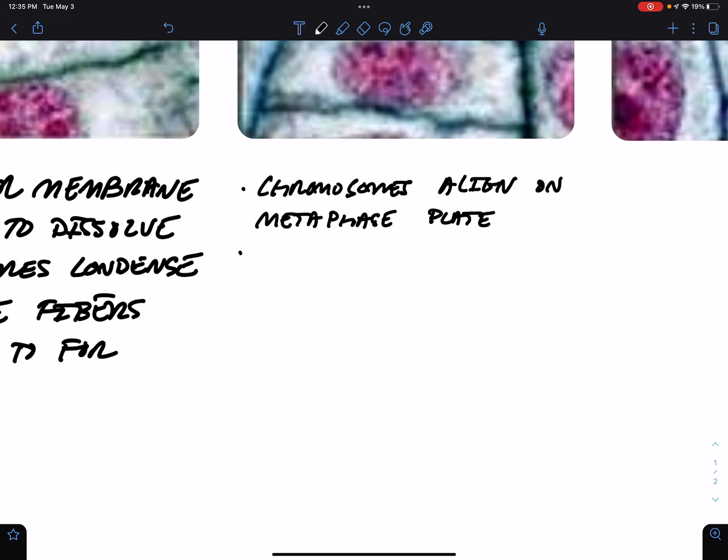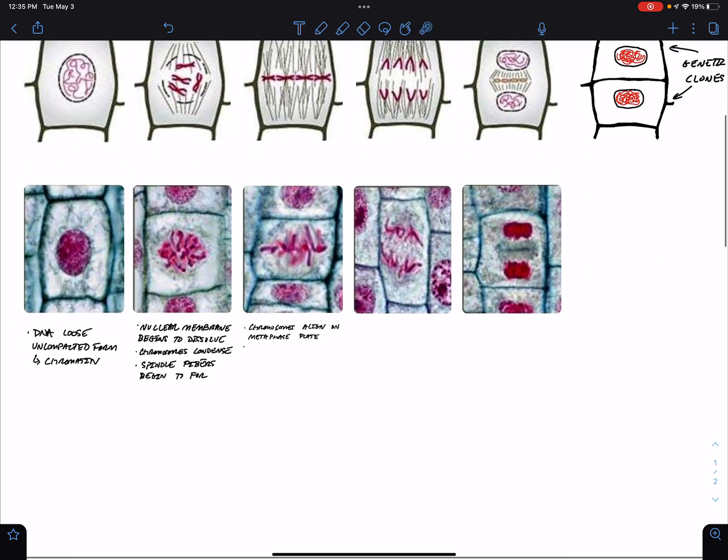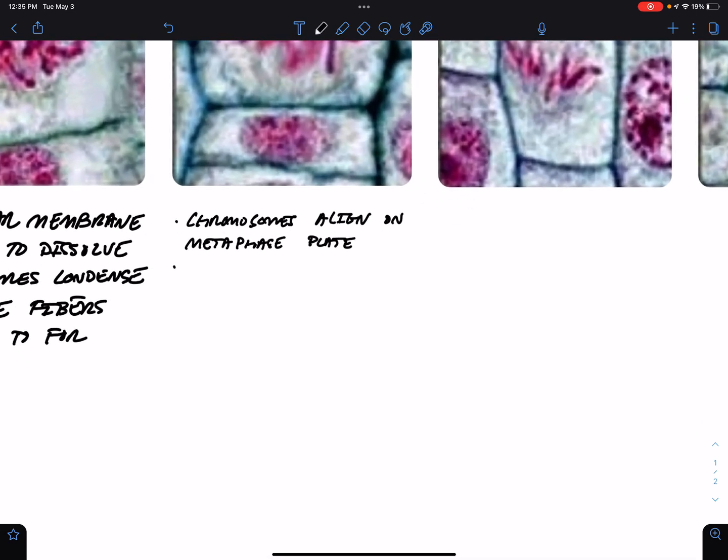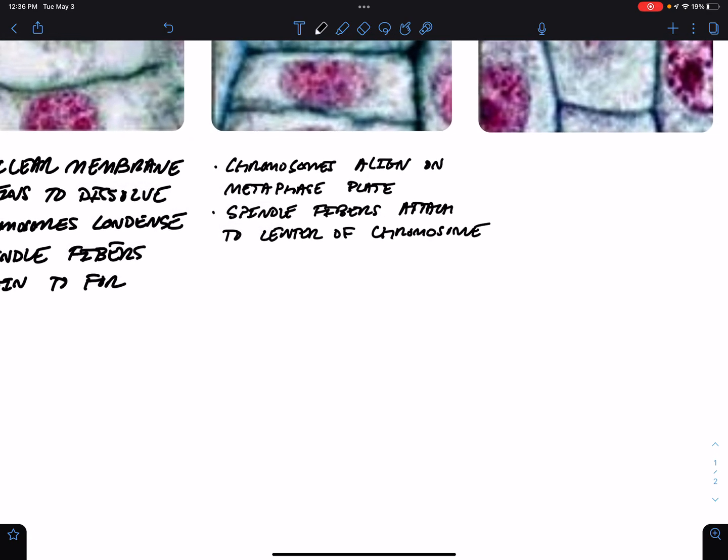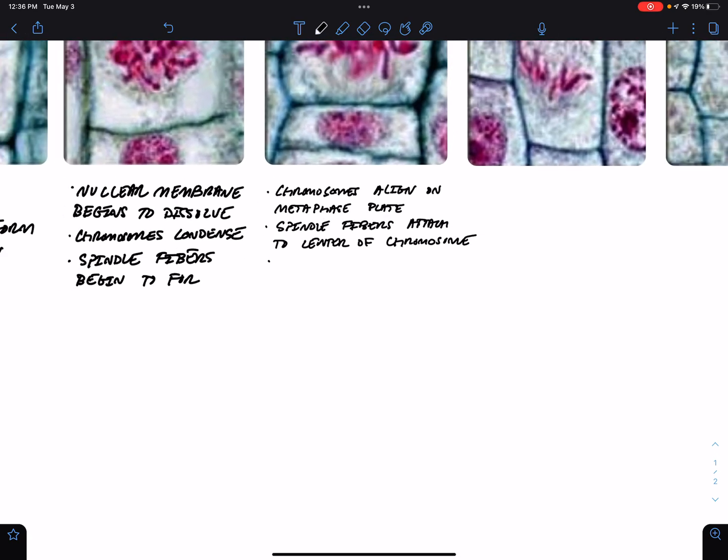The spindle fibers actually attach to the center of each chromosome here. It's important. It's a specialized structure called the kinetochore. And then the nuclear membrane is now entirely dissolved.